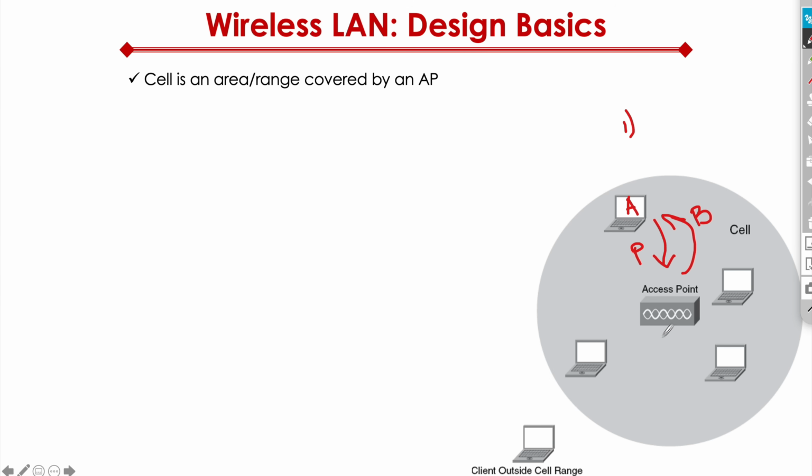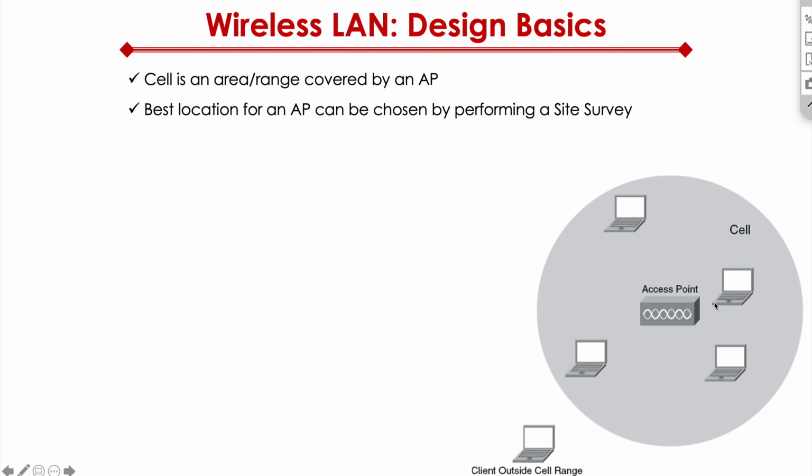So at that point, let's say the SSID here is Naj. When this laptop connects to this wireless SSID called Naj, initially it sent a probe. In response, it received a beacon back. Then it associated itself with the SSID. The last step in the process is that the access point adds this client's MAC address in the association table. So this is how the access point is able to keep track of the different devices that are connected to it. Now back to the design. As I said, a cell is an area or range covered by an access point. And the best location for an access point can be chosen by performing a site survey.